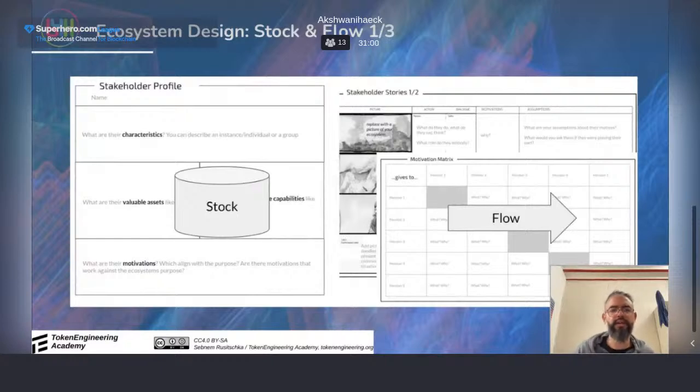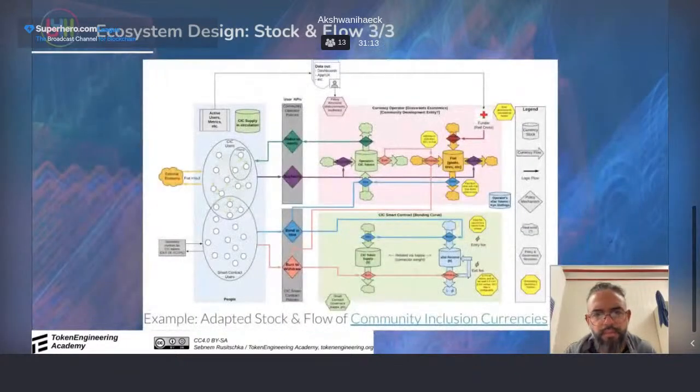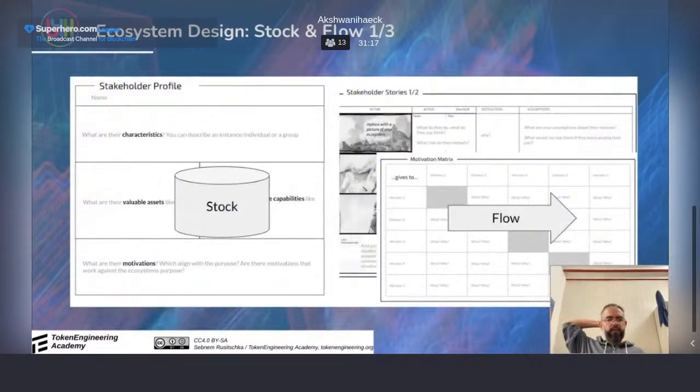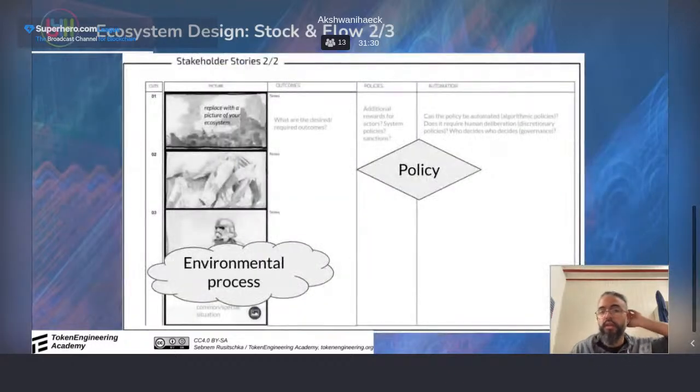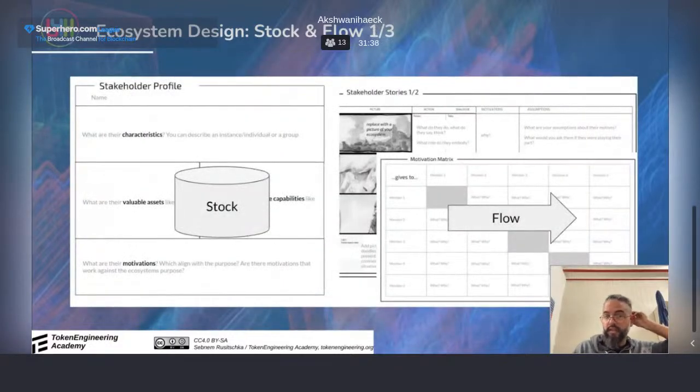DAOs here, doesn't matter. So coming again to our ecosystem design toolkit, I don't know if you guys are familiar with the stock and flow models. With the stock and flow models, out of that work that you did for defining your stakeholders and your motivation, your matrix and so on, and the stakeholder stories, you start defining stocks. A stock represents the store of some kind of resources, while the flow is the transfer of these resources from one part to the other.